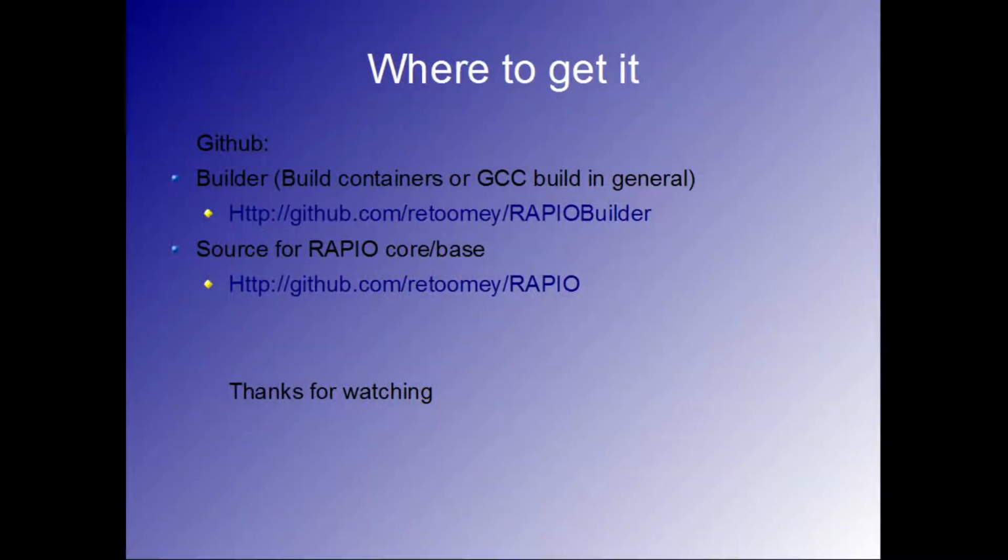The last thing I'll say is where to get it. It's at github.com, RE2me, RAPIO Builder. That's the builder package. If you just want the actual source code, the RAPIO directly, you can do it that way; it gets auto checked out by the builder. You can go to the RAPIO one, and that should get you going.